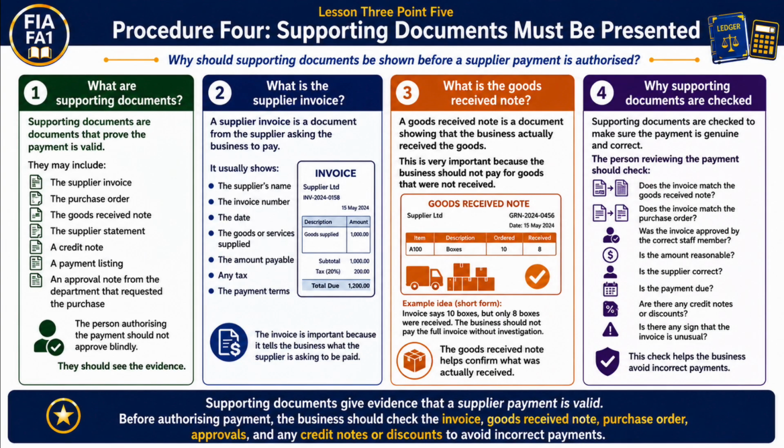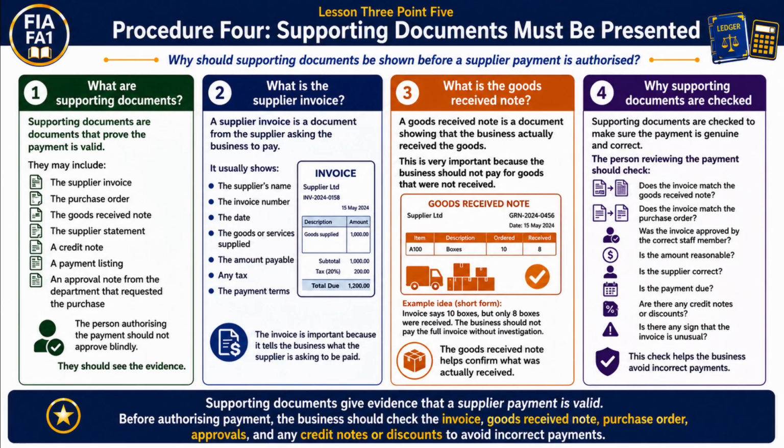Procedure 4. Supporting documents must be presented. The next important procedure is that supporting documents should be presented to the person authorizing the payment. Supporting documents are documents that prove the payment is valid. They may include the supplier invoice, the purchase order, the goods received note, the supplier statement, a credit note, a payment listing, an approval note from the department that requested the purchase. The person authorizing the payment should not approve blindly. They should see the evidence.